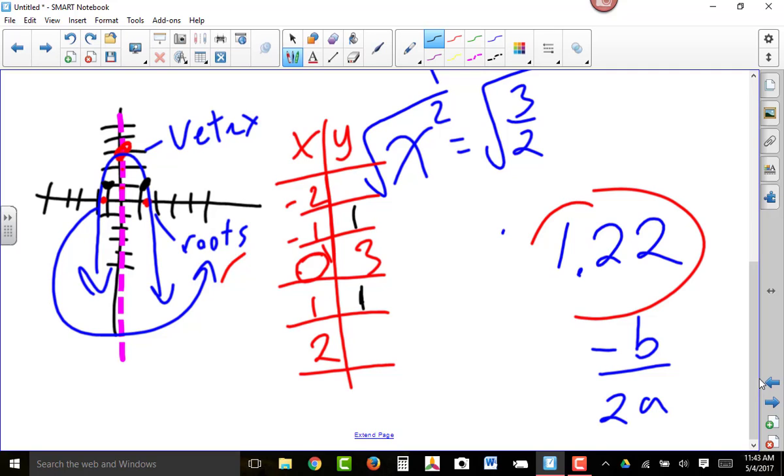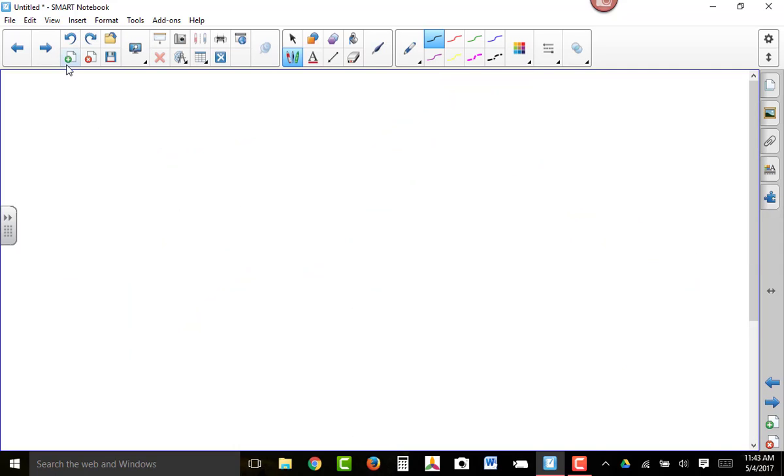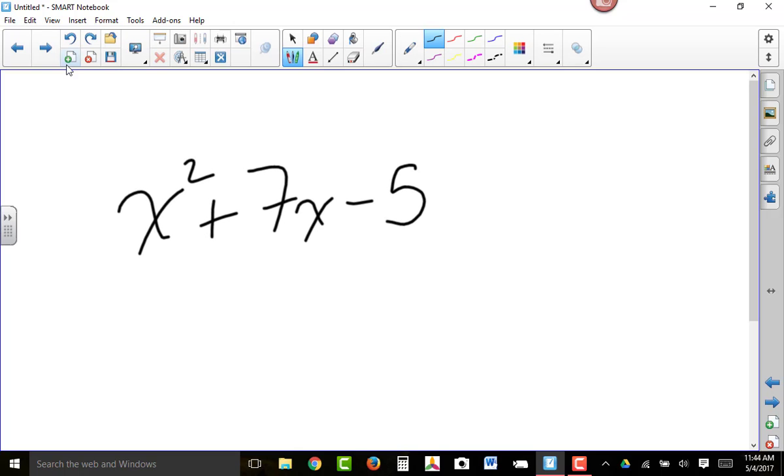All right, let's do another one that actually has a full trinomial, okay? Is everybody okay with that? Yeah. All right, cool. So a full trinomial, let's say we had something like x squared plus 7x minus 5. Yeah, let's go minus 5, sure. What I want from you is to first solve it using quadratic formula, okay? All right. So let's go ahead and solve it using quadratic formula.